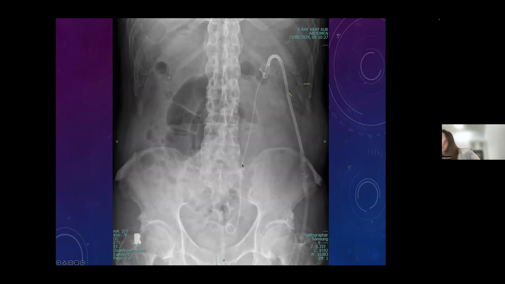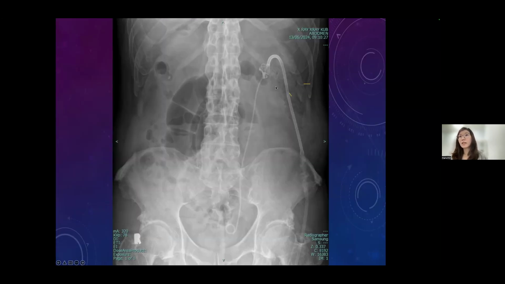What about this? So what catheter is this? A DJ stent. No, there's no SPC. Yes, there's a DJ stent here, connecting from the renal pelvis along the ureter and then into the urinary bladder. This one, connecting externally to the kidney, is a nephrostomy tube. And then this is the DJ stent.